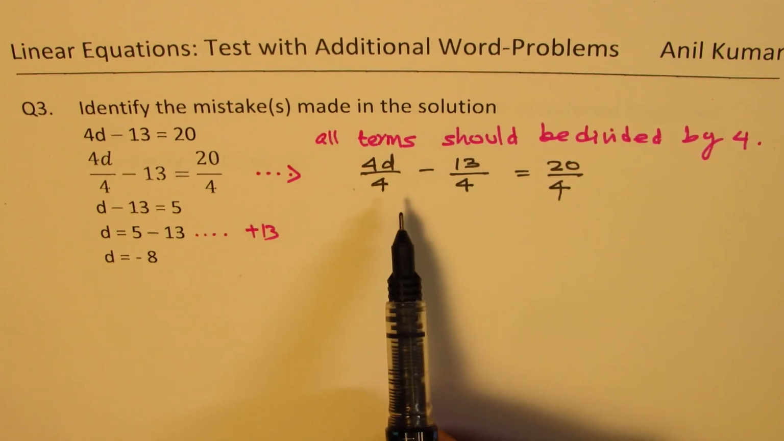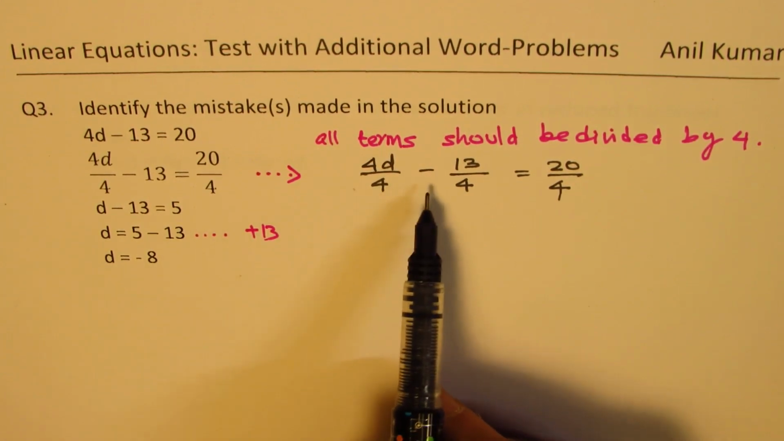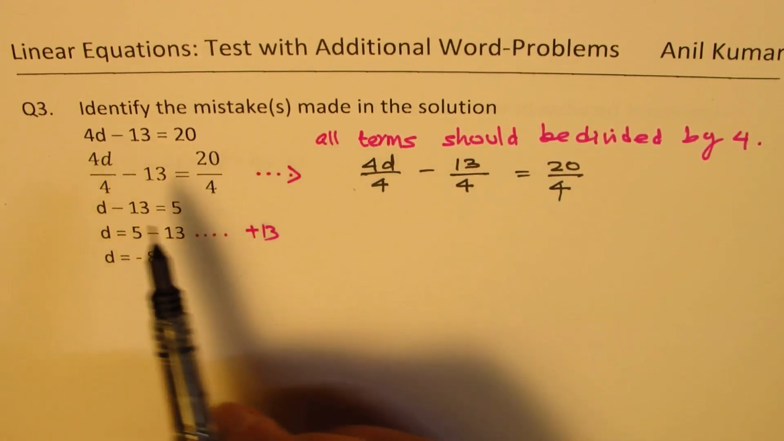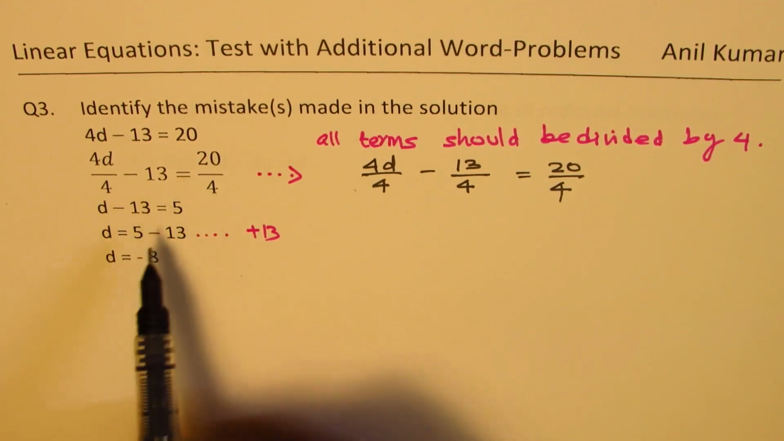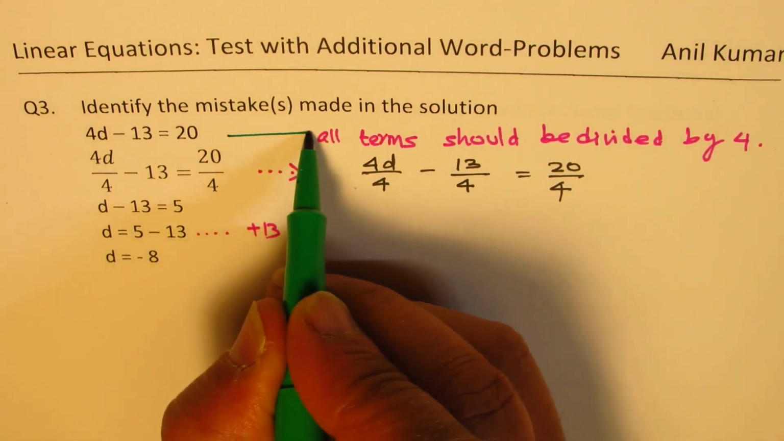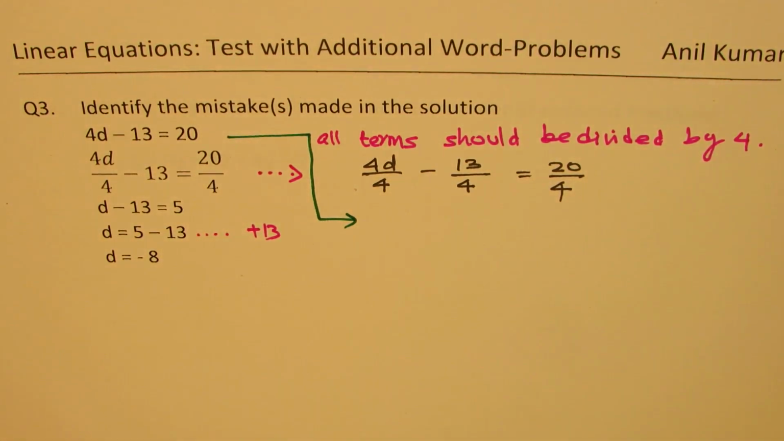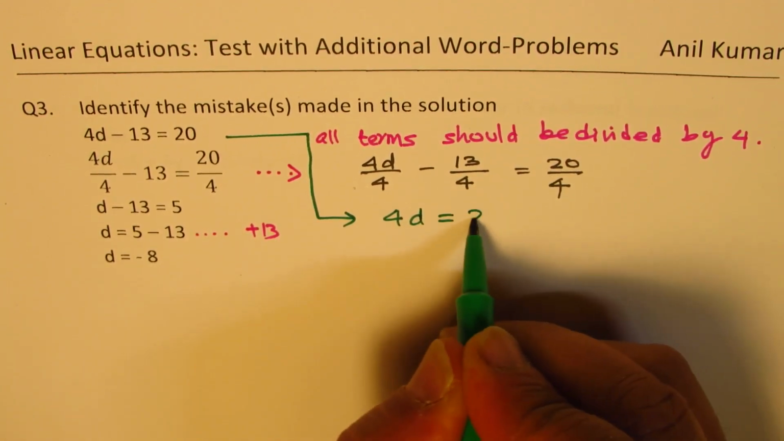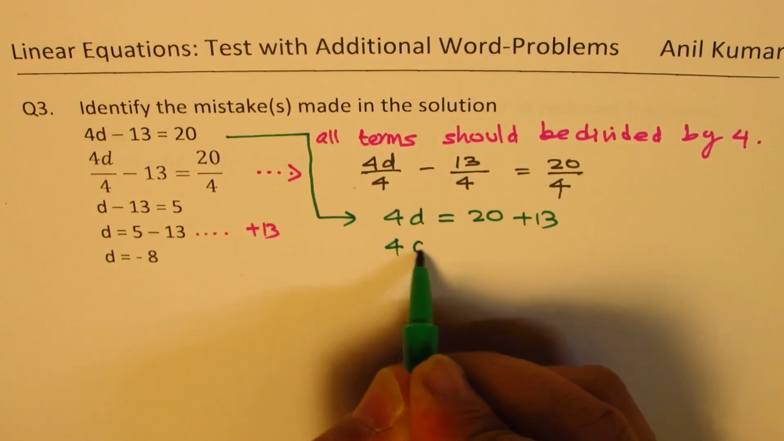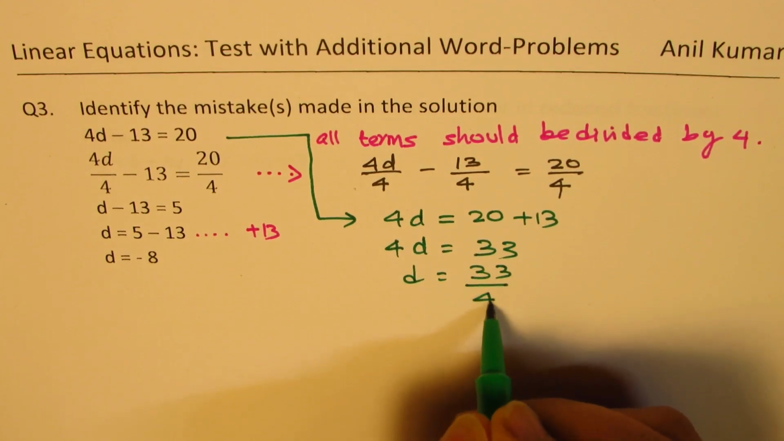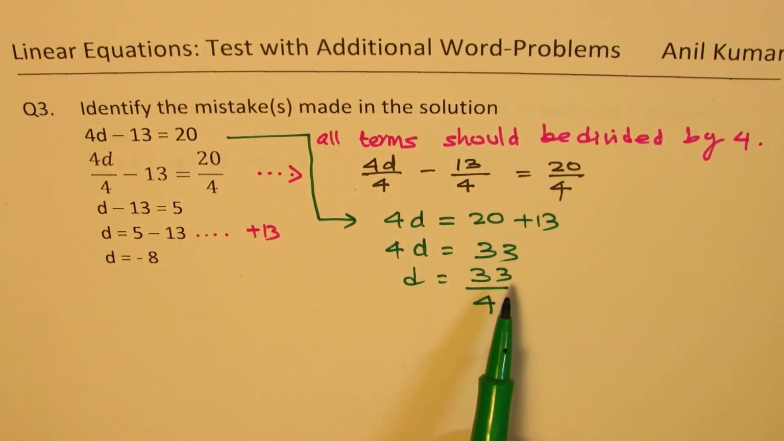If you need to provide the correct solution, in fact there was no need to do this step altogether. If you have to really follow the correct solution, you should have taken 13 to the right side, so you get 4d equals 20 plus 13. That means 4d equals 33 and d equals 33 over 4. So that will provide you with the right solution.